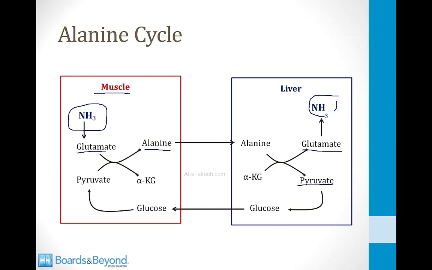Now, via gluconeogenesis, pyruvate can be converted back into glucose, and the glucose can be released by the liver and go back to the muscle cells, where the muscle cells can metabolize the glucose into pyruvate, and thus the cycle can begin again, and that's why it is called the alanine cycle.